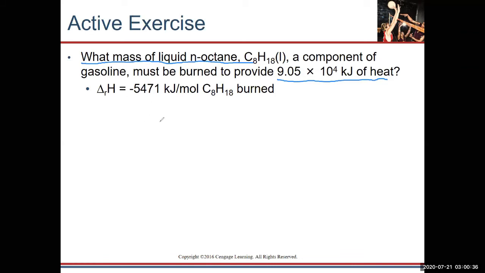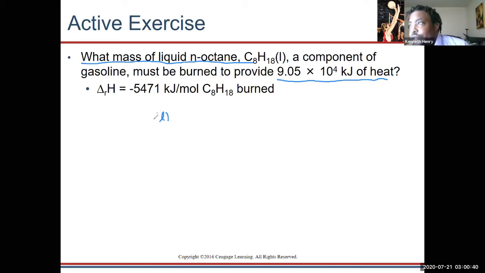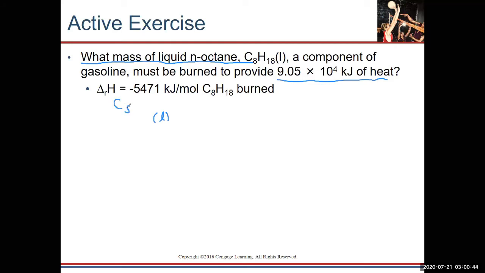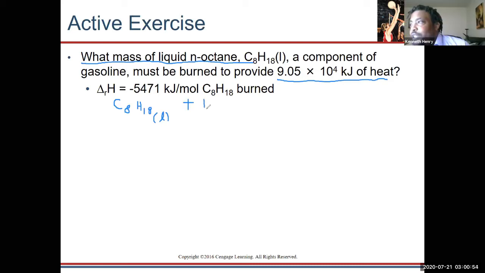Liquid octane. Okay, so what is that? C8H18 plus oxygen.